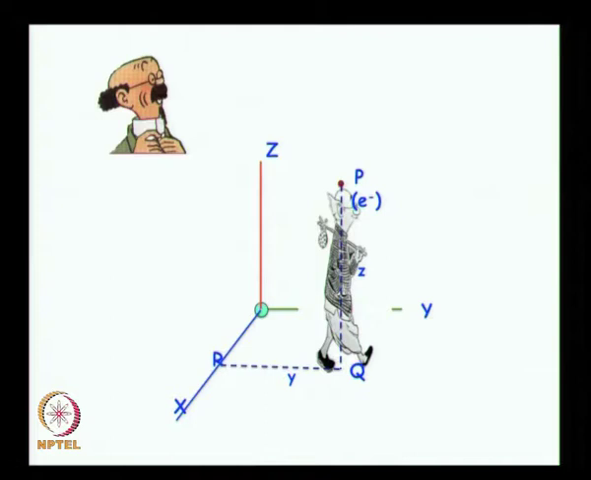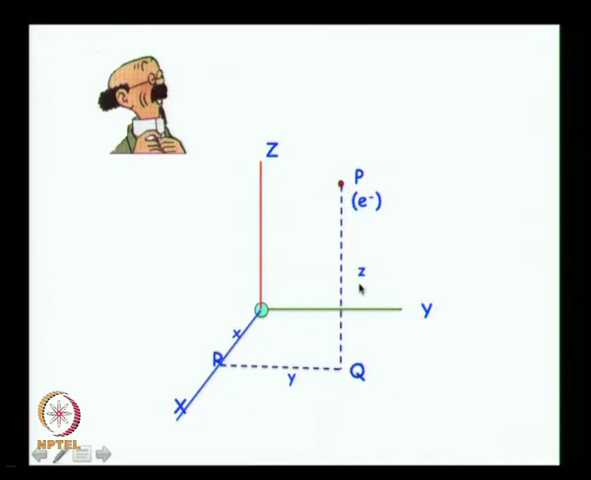Then from his feet, you can draw a perpendicular onto the x axis, and this distance you will denote as the y coordinate, and then this point is at a distance x from the origin. So, these are the Cartesian coordinates x, y, and z. This is how the Cartesian coordinates are defined.